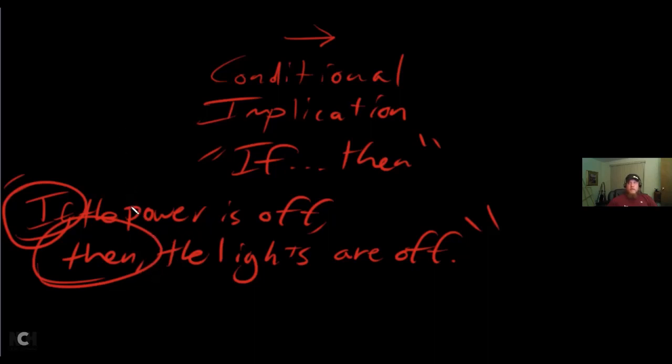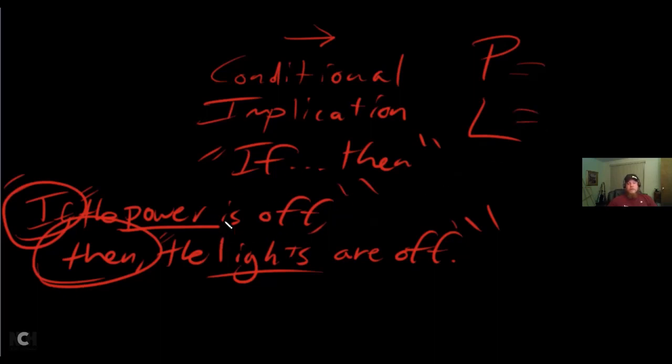Since this is a compound statement, there are actually two statements in here. One is just the statement, the power is off. Let's underline power, and that means that saying the power is off is just P by itself. And there's another statement in here: the lights are off. Let's underline that one. We'll represent the lights are off as L. P by itself would just mean the power is off. L by itself would just mean the lights are off.